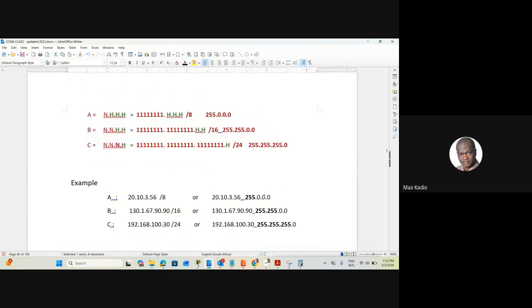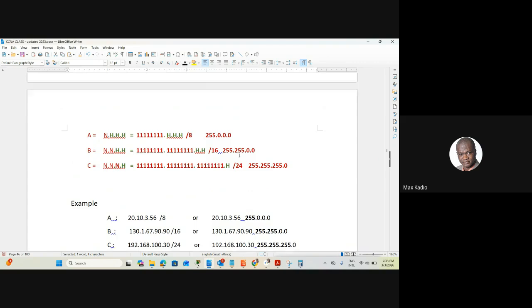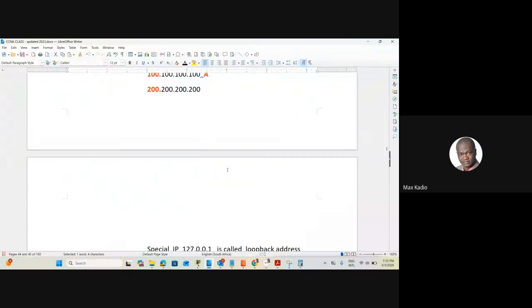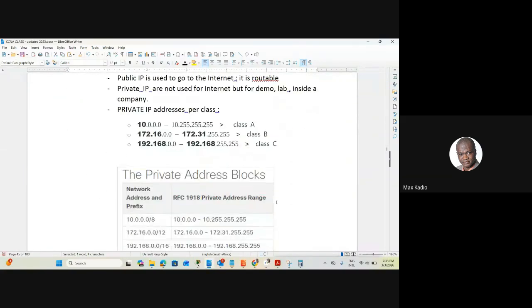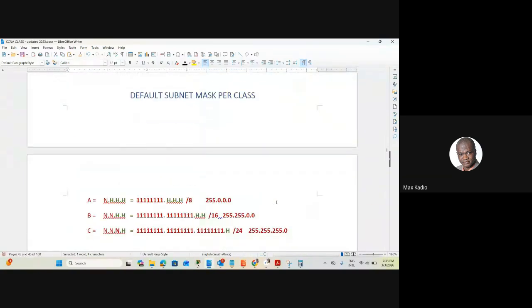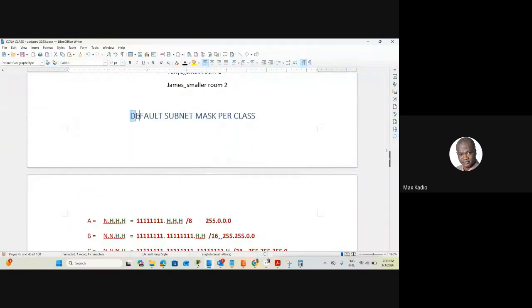So a subnet is a number to identify in which network you belong to, or in which room. So let's say you have a big room. Also for subnet, we have something called the default subnet mask. For class A, it is /8 or 8 ones. If you see /8, it means 8 ones.